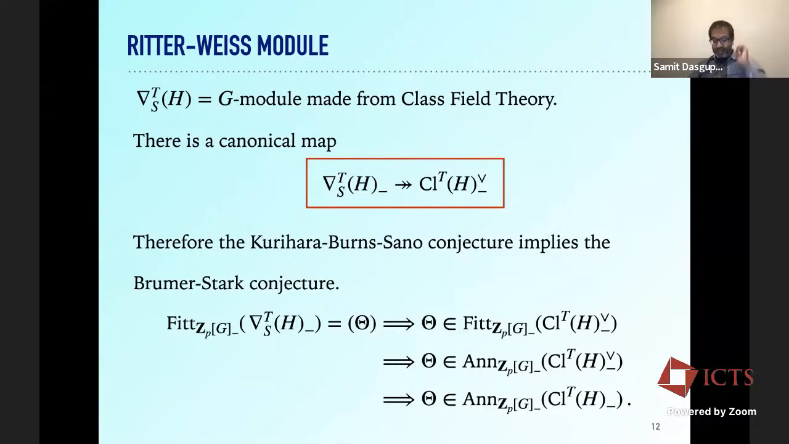So this statement that the Fitting ideal of nabla is equal to theta, you can see it's a refinement. It's quite a strong refinement, actually. It turns out this by itself is enough to give the higher rank Rubin conjecture, whereas this statement itself would not give the higher rank statement. So you can see that there is some real strength in this.